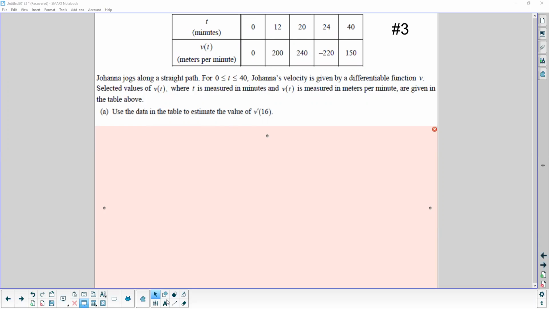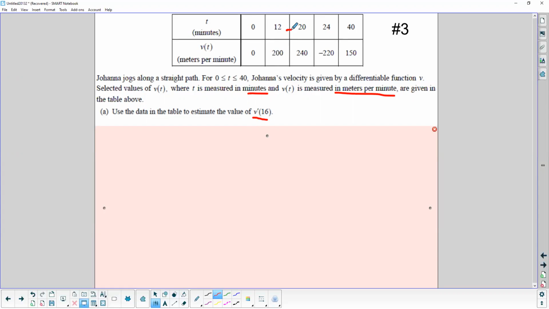So first of all, this is a classic table problem. If you take a look at it, the table is given and it's about Joanna jogging along a straight path. Joanna's velocity is given in the table above, the time is measured in minutes and the velocity is in meters per minute. So the first question is: estimate the value of v prime of 16.